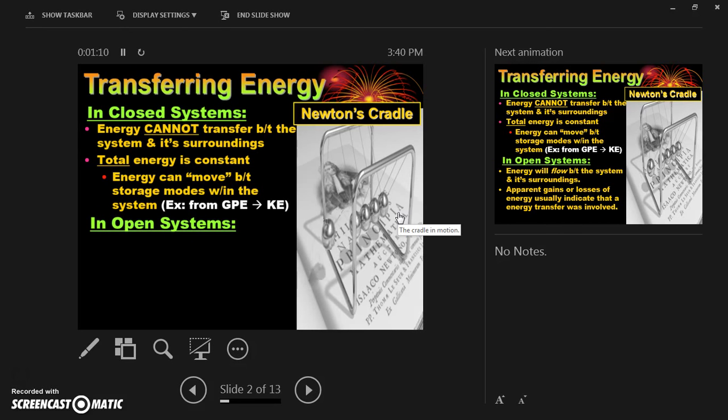In a closed system, since energy can't move in and out, total energy is therefore constant. There may be changes between storage modes, but the total quantity of energy contained within the system stays the same.